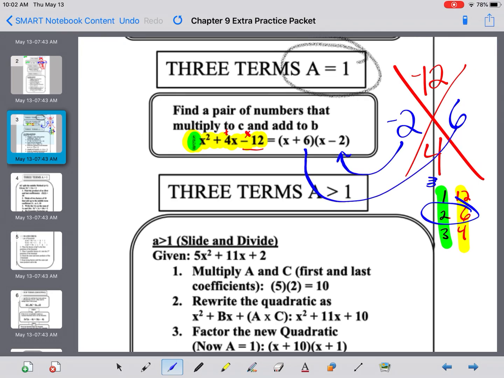And if you were to FOIL this thing back together again, you would truly get x squared. You'd truly get negative 12. And when you do the smiley face check and you multiply the x with the other number and the x with the number in the other factor, and you combine like terms, you get that 6x and the negative 2x, which make 4x. Pretty cool. I'm going to stop there and we'll dive into an A is greater than 1 in a second.